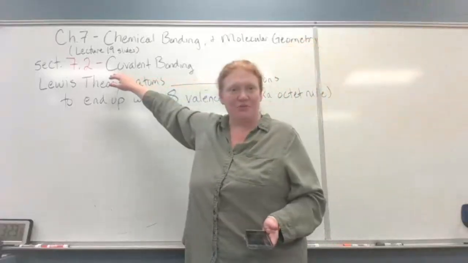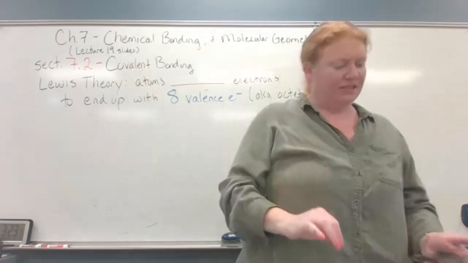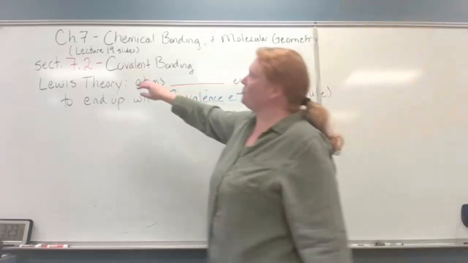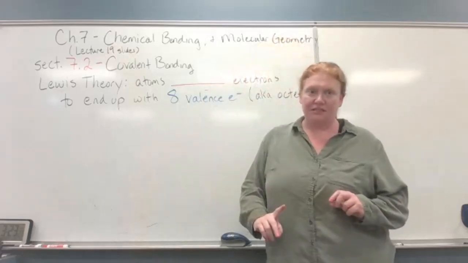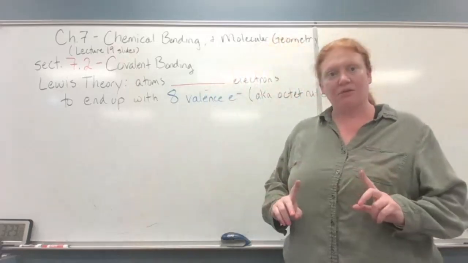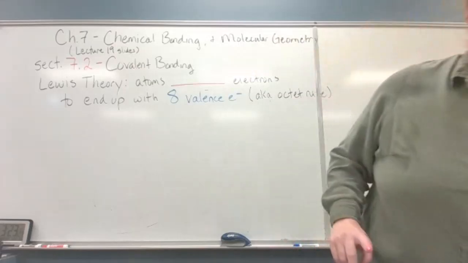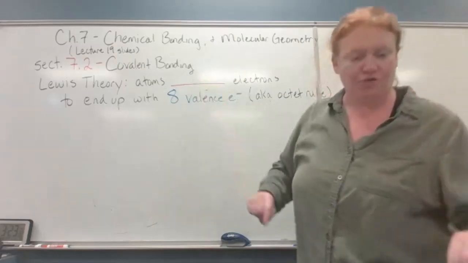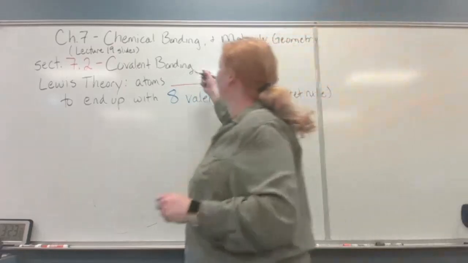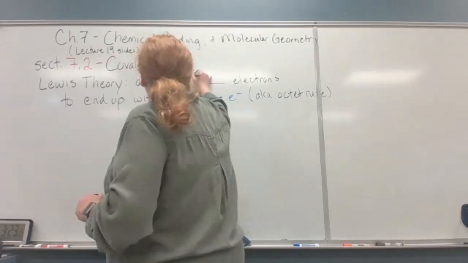Hi, everyone. I want to talk to you about covalent bonding, which is section 7.2 from chapter 7. Covalent bonding is different from ionic bonding in that covalent bonds are about sharing electrons. That's our key word for covalent bonding.